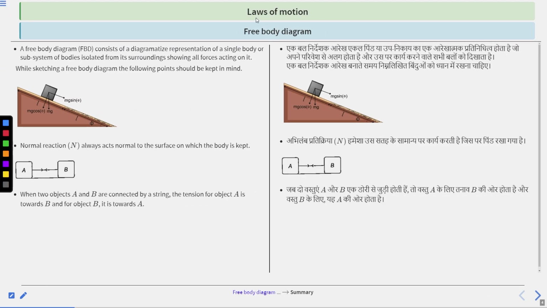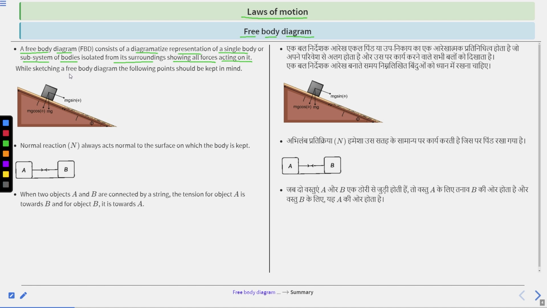So, laws of motion is our topic. The concept is free body diagram, or we can say FBD. A free body diagram FBD consists of a diagrammatic representation of a single body or subsystem of bodies isolated from its surroundings, showing all forces acting on it. Like this, this is a block, and this block shows all forces acting on it.